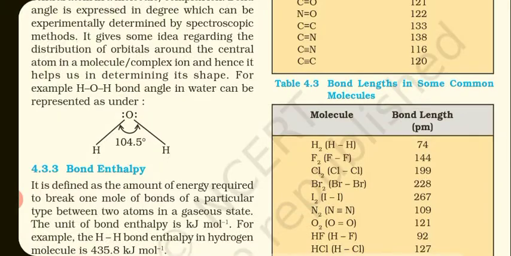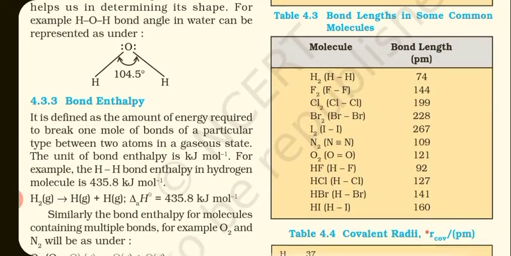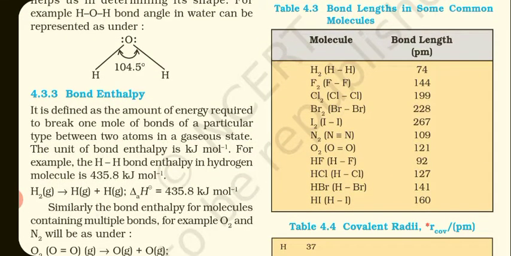And table 4.3 has some common molecules like H2. Hydrogen and hydrogen atoms have one covalent bond and its bond length is 74 picometer. Between two fluorine atoms, the bond length is 144 picometer. Between two chlorine atoms, the bond length is 199 picometer, and so on.